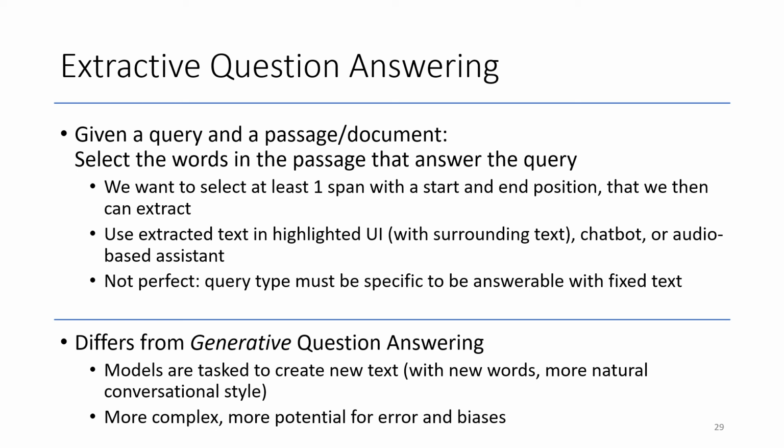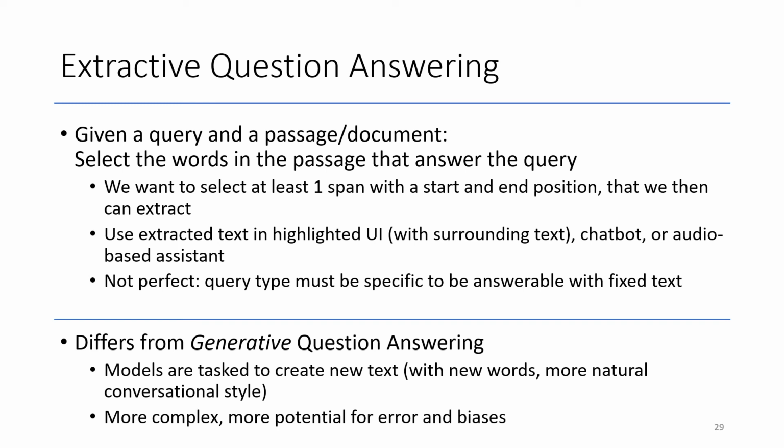Extractive QA is the task where you're given a query and a passage or document, and you're tasked with selecting the words in the passage that answer the query. We want to select at least one span with a start and end position that we can then extract from the original text. This extracted text can either be used in a highlighted search UI with surrounding text also displayed, or in a chatbot or audio-based assistant as an answer to the given query.